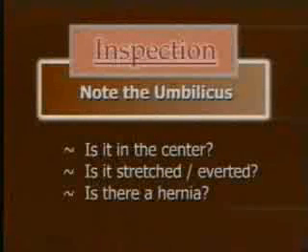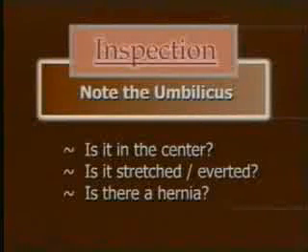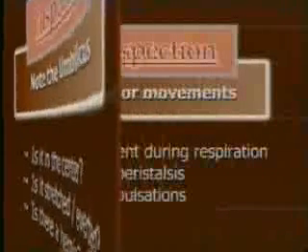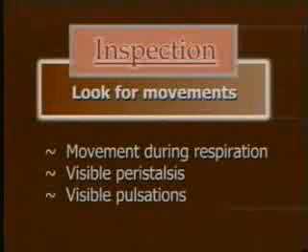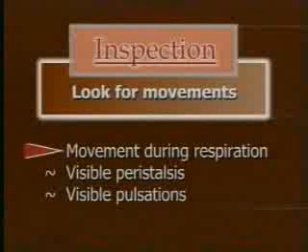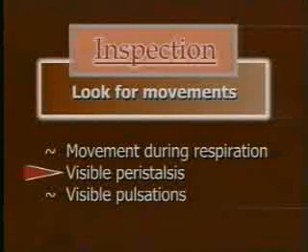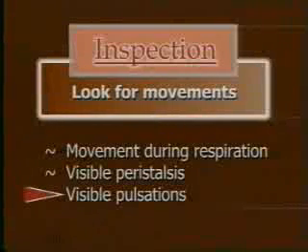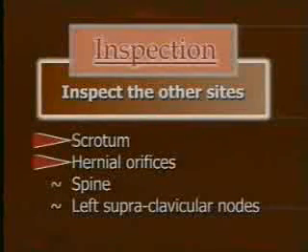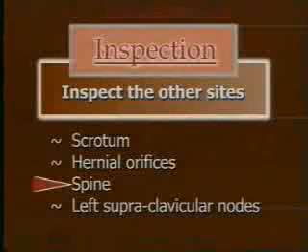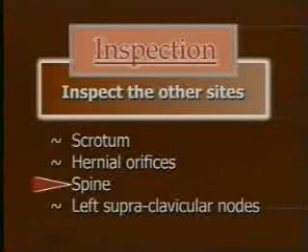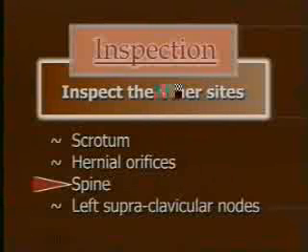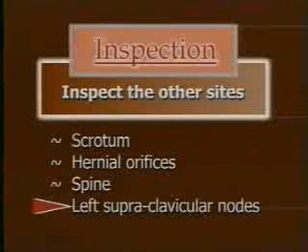Inspect the umbilicus for position, transverse stretching or eversion. Observe the movements of the abdominal wall and movements of the lump with respiration. Look for visible peristalsis and visible pulsations in the lump. Ask the patient to stand and inspect the hernial orifices and the scrotum. From the back side, inspect the spine, paraspinal regions and the renal angles. And lastly, inspect the left supraclavicular region for swelling.